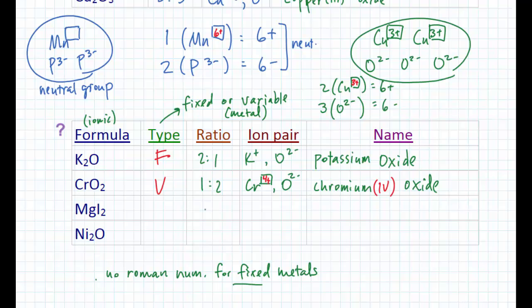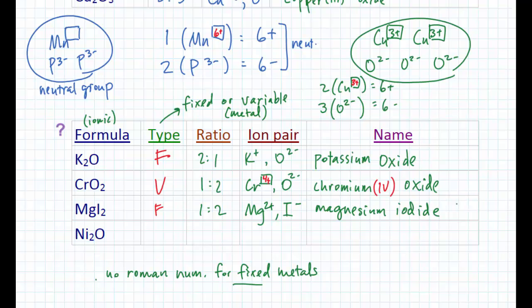All right. Fixed or variable on MgI2? Okay, so we know how to do that. 1 to 2 ratio. Mg, what charge? 2 plus. I, what charge? Single minus. Mg, magnesium. Magnesium, what? Yeah, nothing fancy. And it's an "-ide", because it's a minus there. Magnesium iodide. That's all that is.